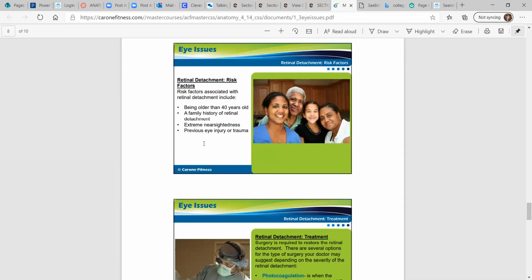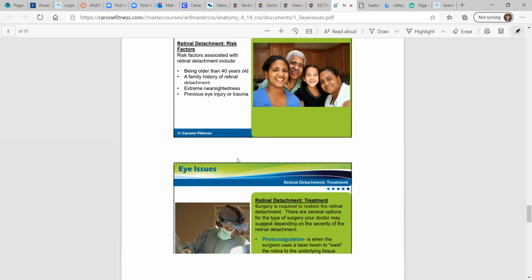Risk factors. This is what usually happens with people who have retinal detachment. People older than 40 tend to be more open to this type of issue. A family history. So if your parents or grandparents ever had an issue like this, that increases your chances. Extreme nearsightedness. So if you can only see very up close, that is a risk factor. Previous eye injury or trauma. If you've had an injury in the past or suffered some type of physical trauma, that may lead to further damage like this, retinal detachment.